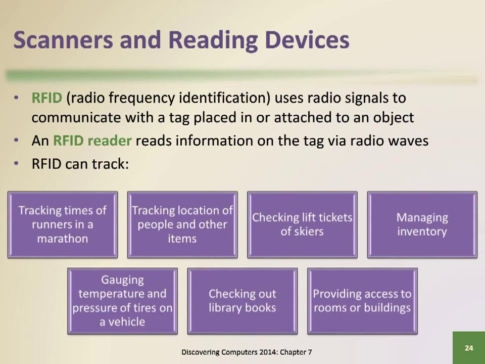RFID technology uses radio signals to communicate with a tag placed in or attached to an object, an animal, or a person. An RFID reader reads information on the tag via radio waves. Uses of RFID include tracking times of runners in a marathon, tracking airline baggage or inventory, checking lift tickets of skiers, checking out library books, and tracking payment as vehicles pass through booths on tollway systems.